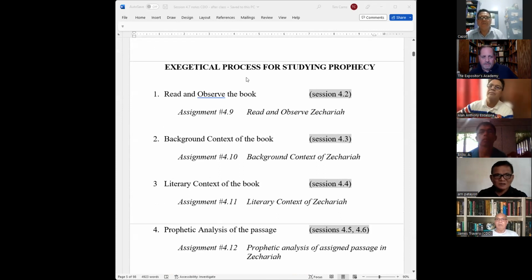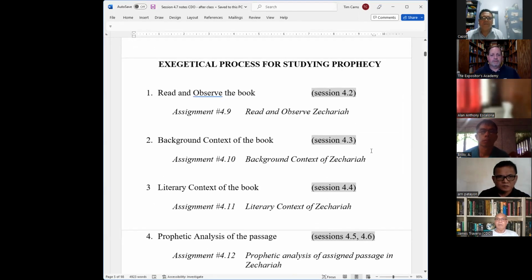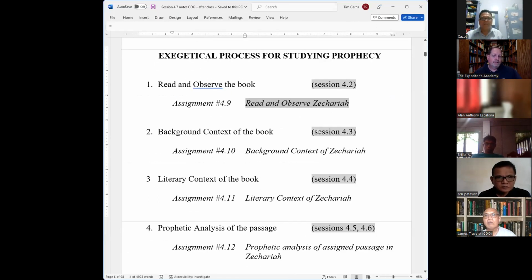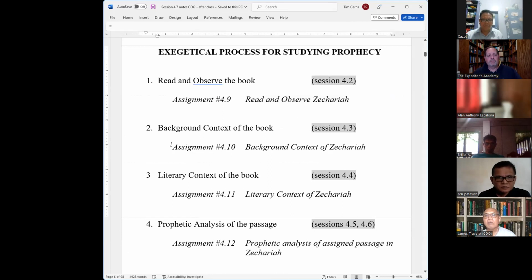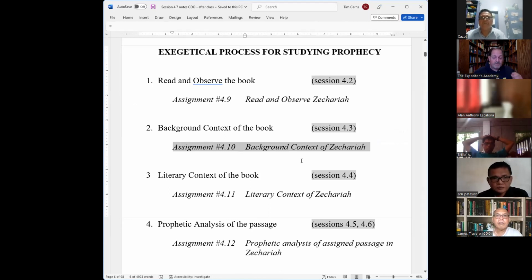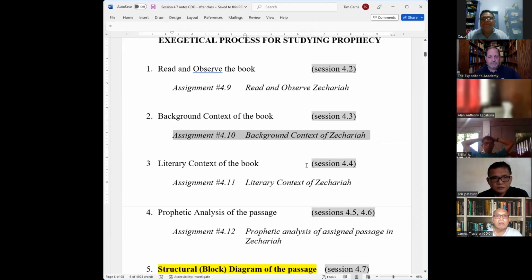In this exegetical process for studying prophecy, the first step is to read and observe. We talked about that in session 2, back before the break, and we talked about assignment 4.9, which is to read and observe the book of Zechariah. Then in session 3, we discussed the background context, and the assignment for that is the background context of Zechariah. So we went over that together. You can go back to that session if you need to review.